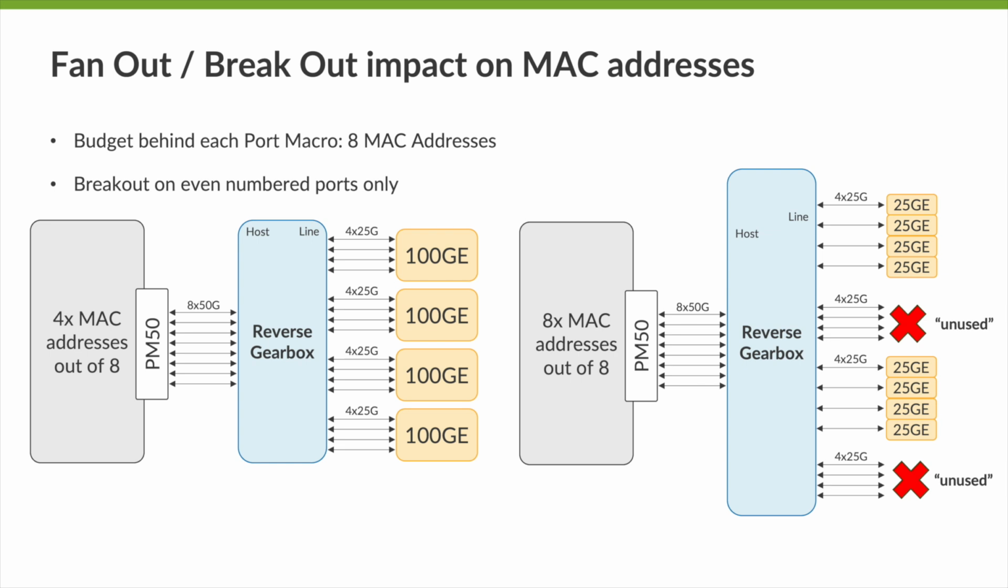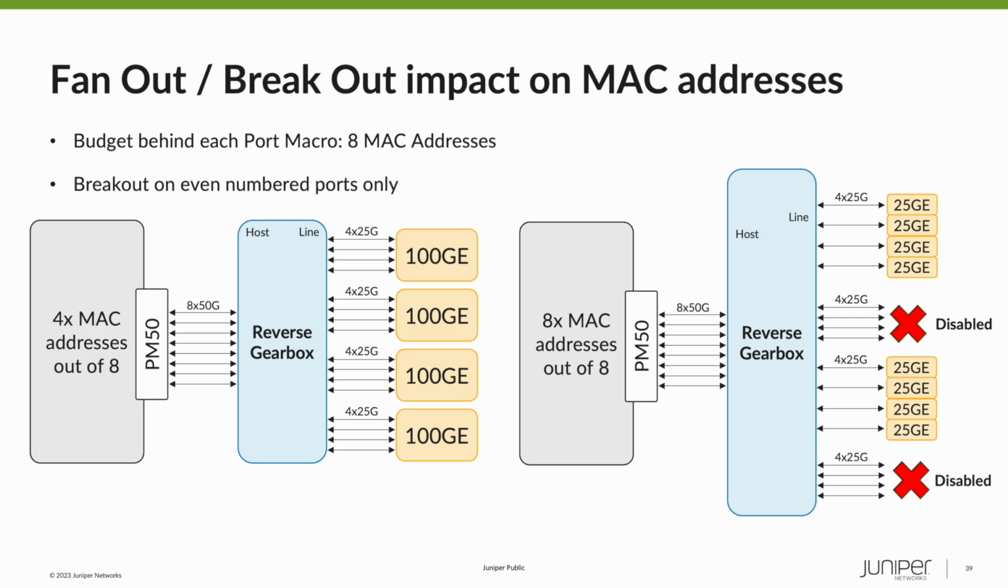Behind each PM50, we will have a budget of 8 MAC addresses. If we are using 4 ports 100 gigabit Ethernet, that's fine. We are using 4 MAC addresses out of these 8. Now, imagine that we decide that each of these 100 gigabit Ethernet needs to be channelized using a breakout cable that will give us 16 interfaces, and we have only 8 MAC addresses in our budget.